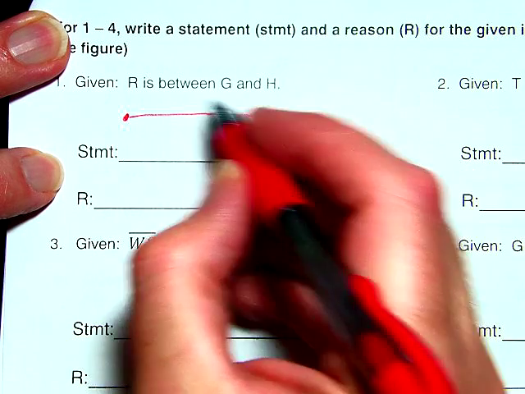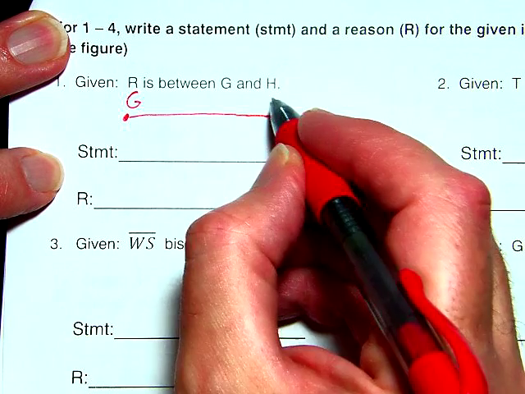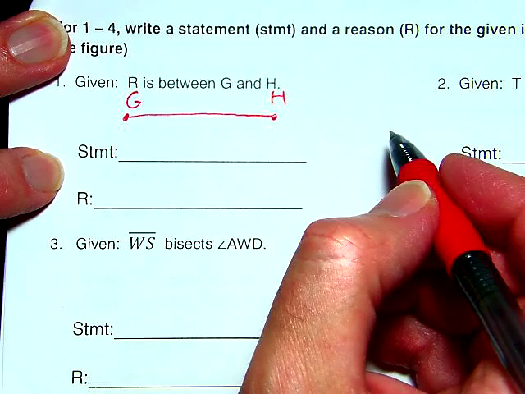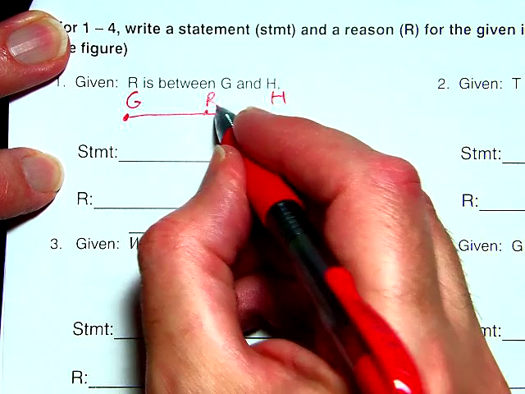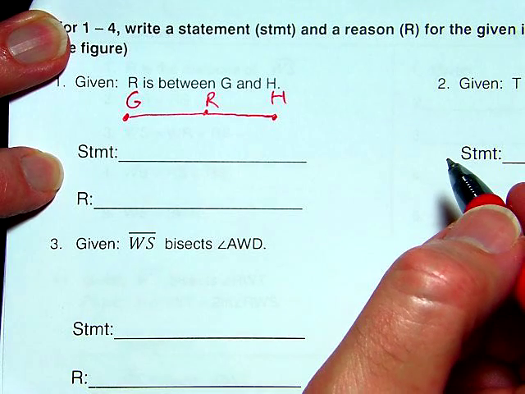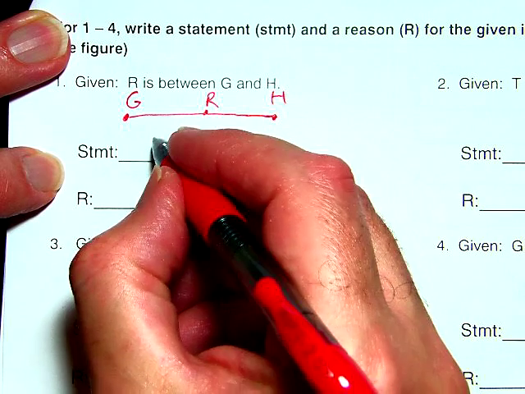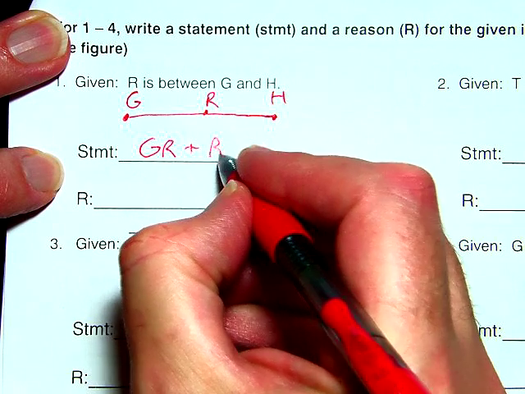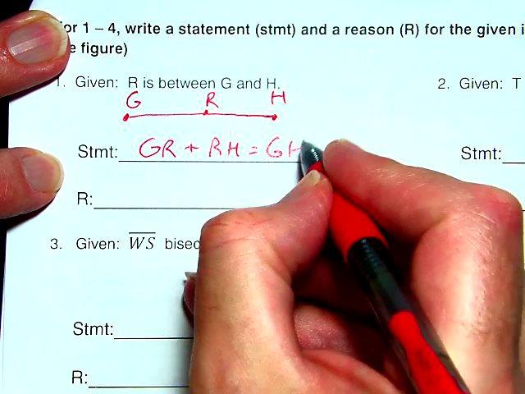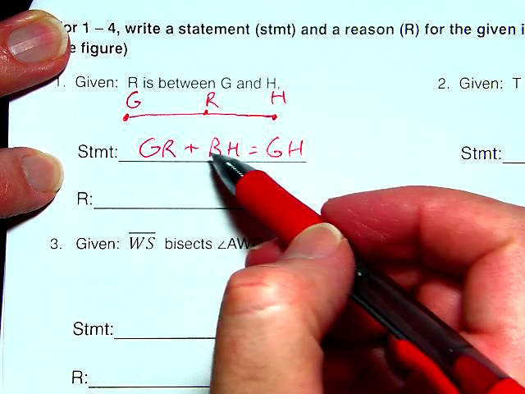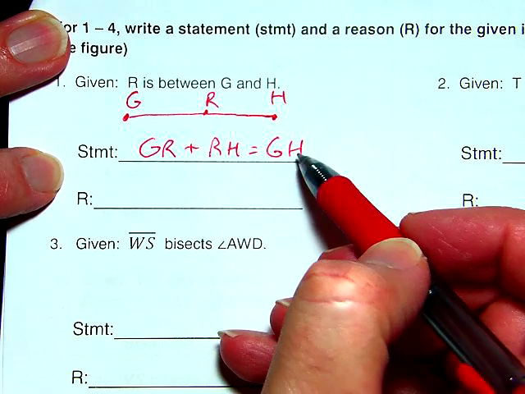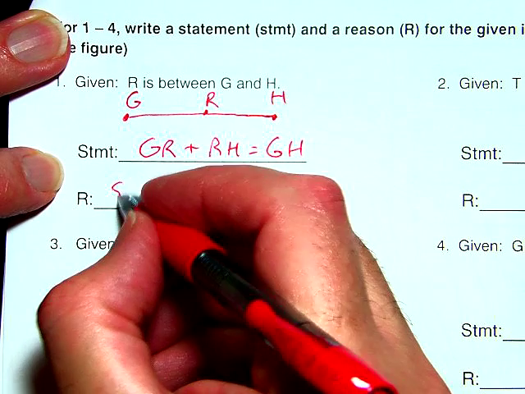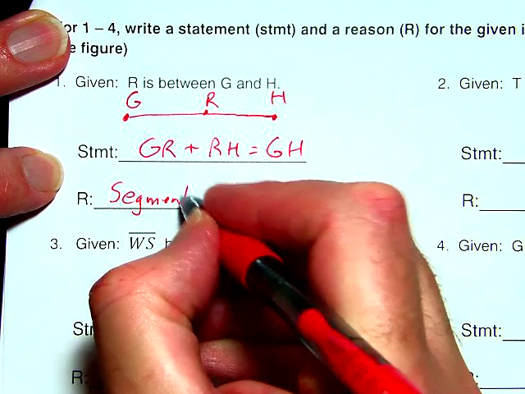So let's see. R is between G and H, so let me draw a line segment with G and H, and let me put R in between. And I think we're going to use the segment addition postulate to say that GR plus RH equals GH. This is that the measure of GR plus the measure of RH is equal to the measure of GH. And that, as I said, is the segment addition postulate.